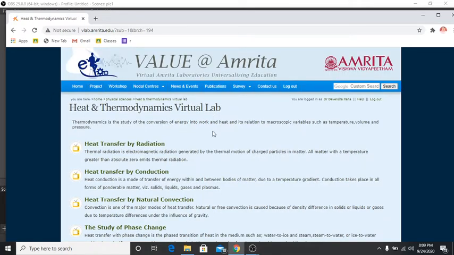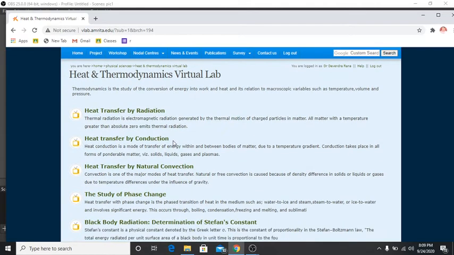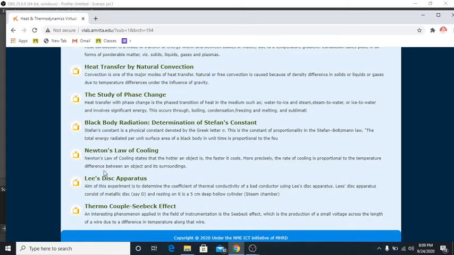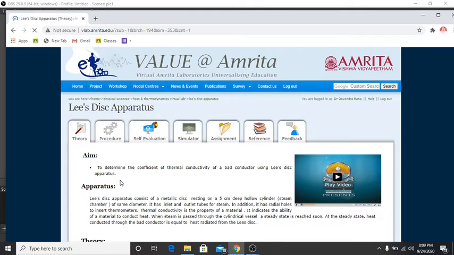So here again are the number of experiments. I have to go for the experiment that I want to discuss today, which is this Lee's disc apparatus. I just click on this, and then you can watch a small video about how this experiment is going on. There are a number of sections showing on this web page, such as the theory about this experiment.